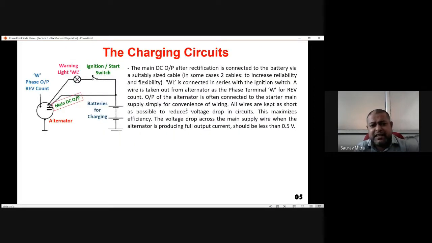Now this is a charging circuit. Okay, so this is a symbolic representation. So this is the alternator. From here, the main three-phase AC is produced, and actually this is a DC output. So the main three-phase AC is inside the alternator, and after rectification this is the DC. So the main DC is connected to the battery by means of one wire.